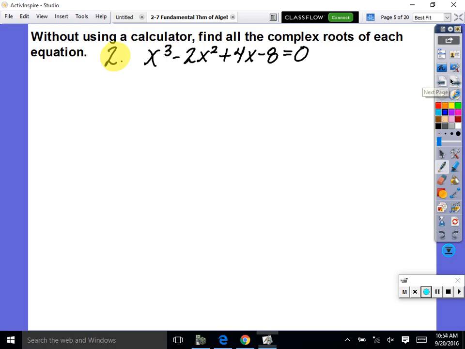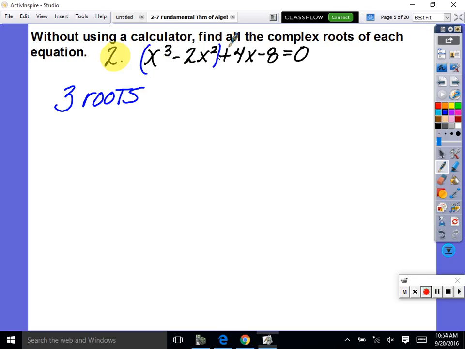Number 2, without using a calculator, find all the complex roots. So we know that we're going to have 3 roots total, which are 3 complex roots, right? Degree 3. Technically we can solve anyway. So is there an easy method here? Now I'm seeing it. Grouping, right? Let's go for it. Let's just do that then.